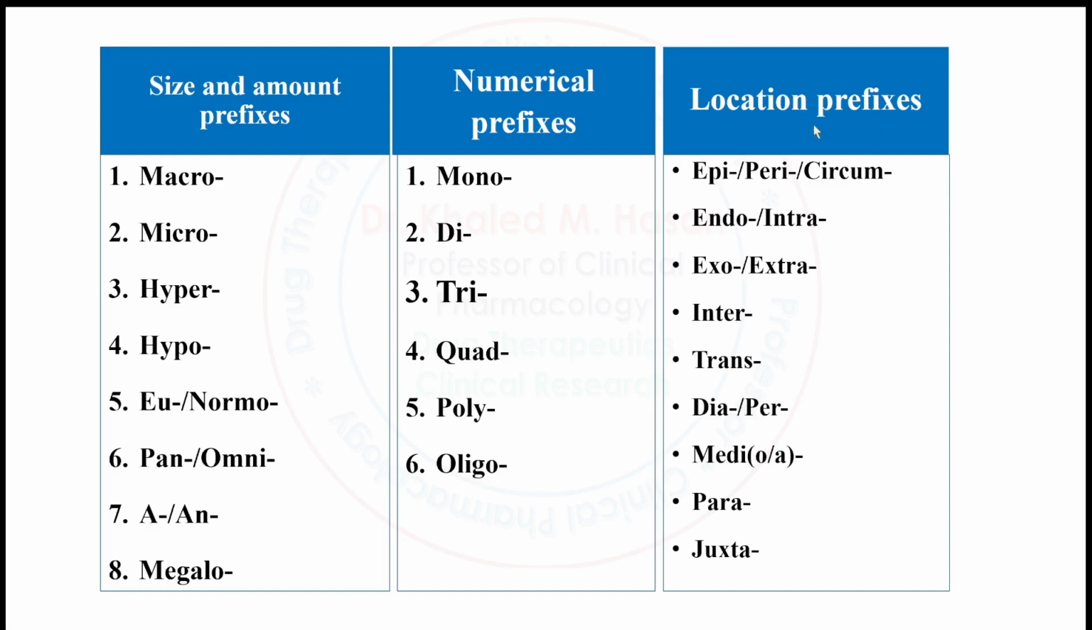Then we talk about location: endo, intra, exo, extra, enter, and then we have trans, dia, peri, as in diabetes and pericarditis, then we have meta, then para and juxta. So in this next session, we are going to cover these prefixes and abbreviations in three different approaches.